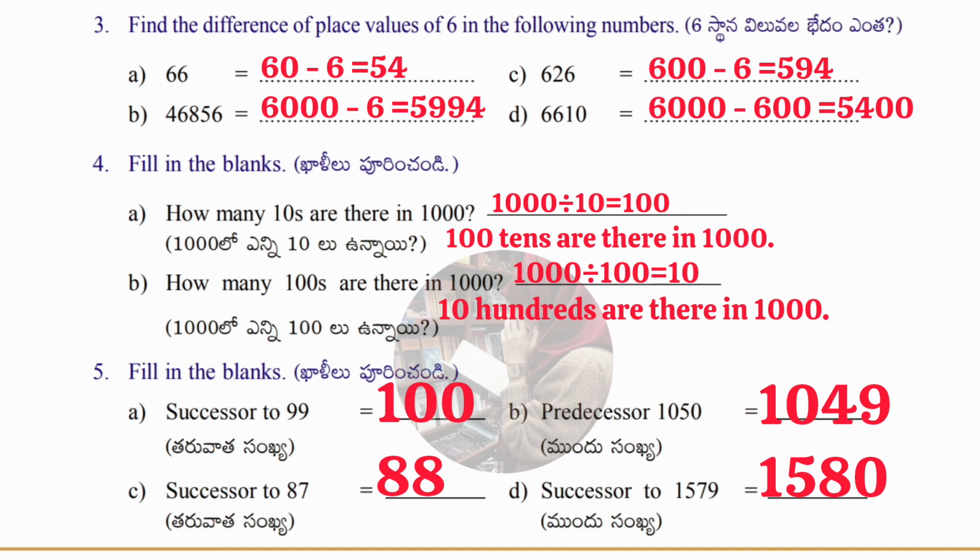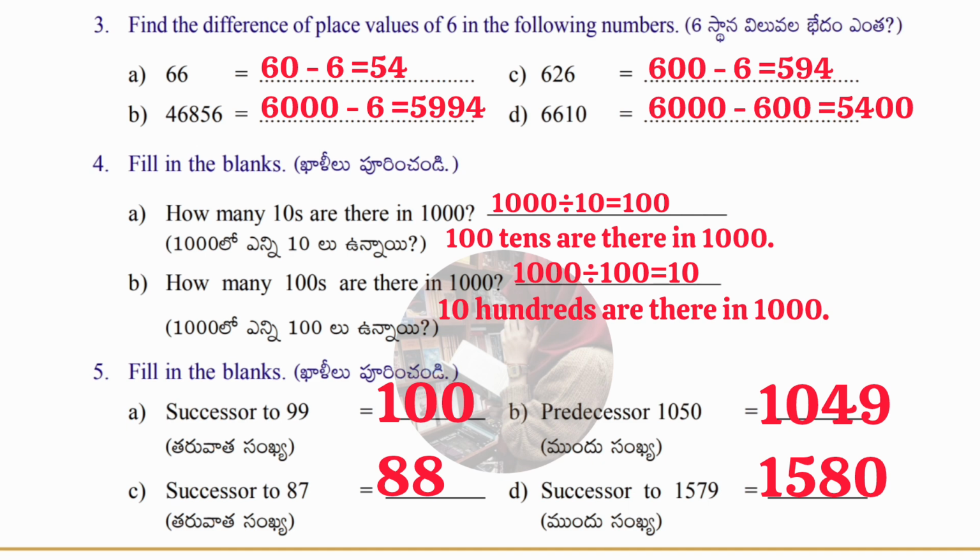Okay, let's see the second question, which is: how many hundreds are there in 1000? If you want to find out the hundreds in 1000, then divide: 1000 divided by 100, you will get 10 as the answer. So there are 10 hundreds in 1000. Okay, so the fifth Roman is fill in the blanks again.